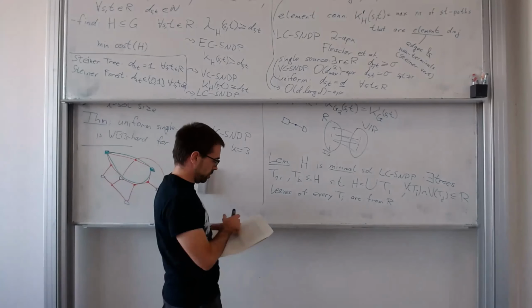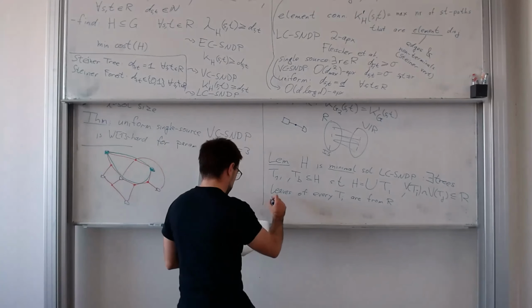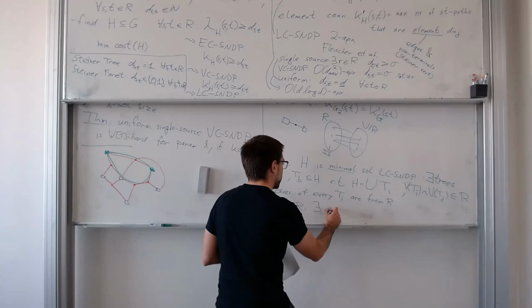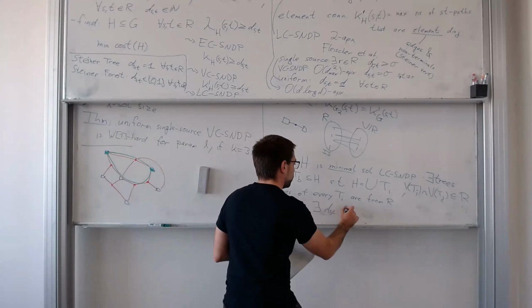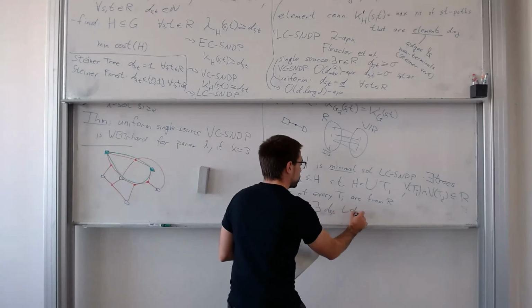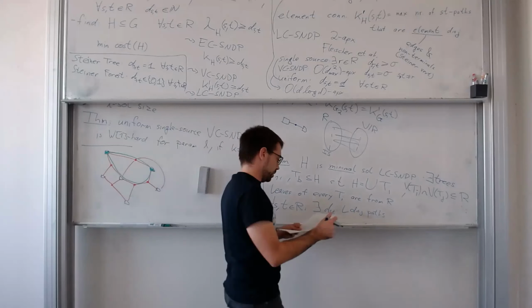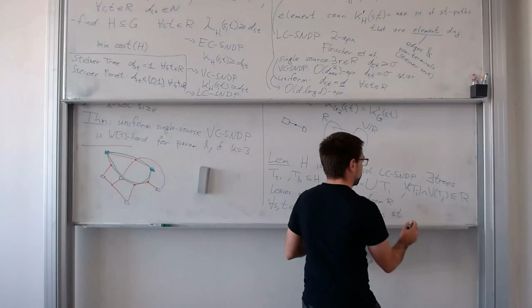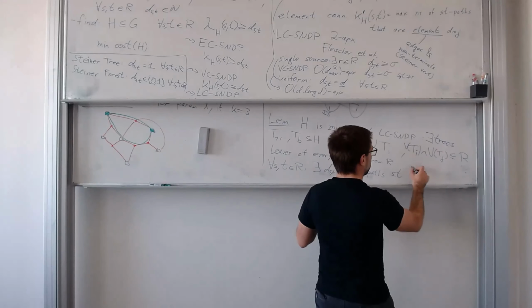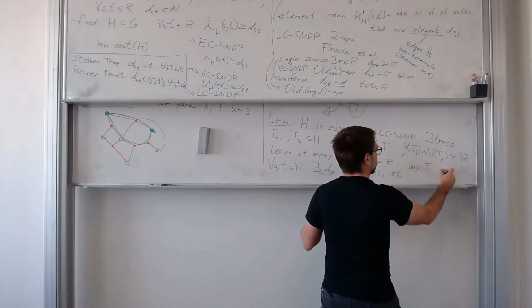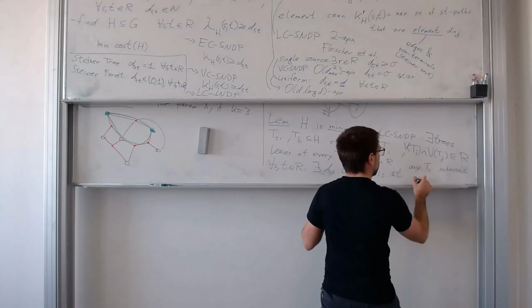Okay, so what it says is, for every terminal pair there exist s-t element disjoint paths such that any Ti intersects at most one of them. Okay.